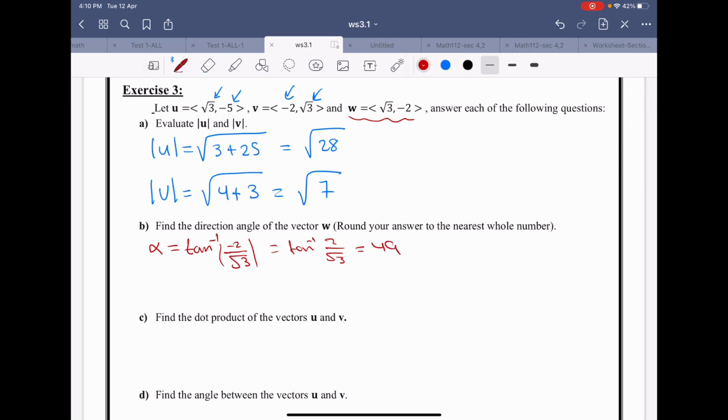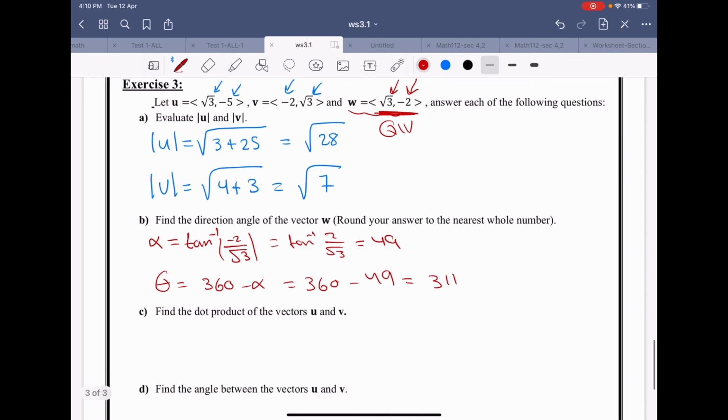Okay, since this vector is located in quadrant 4, as you can see, this is positive and this is negative, theta would be 360 minus alpha. So 360 minus 49 is 311.